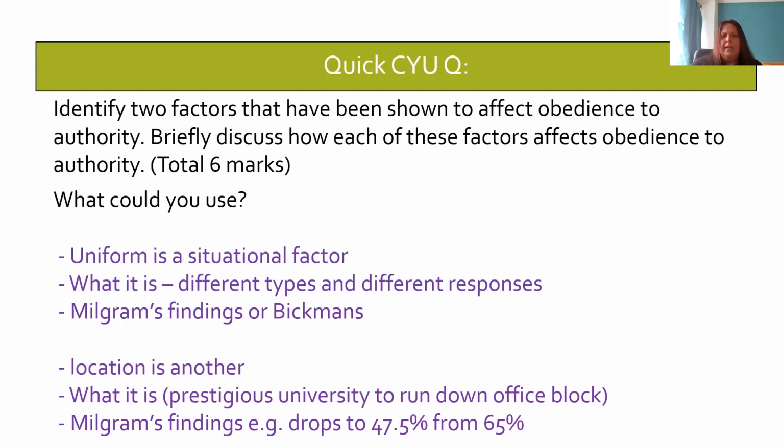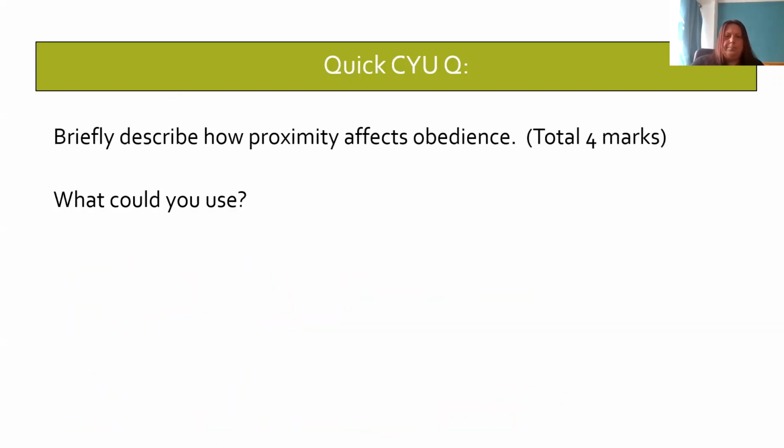So again, you can see here 6 bullet points, 6 marks. You could be asked just about one of these areas. So again, think about how many marks are available. So proximity and how it affects obedience.